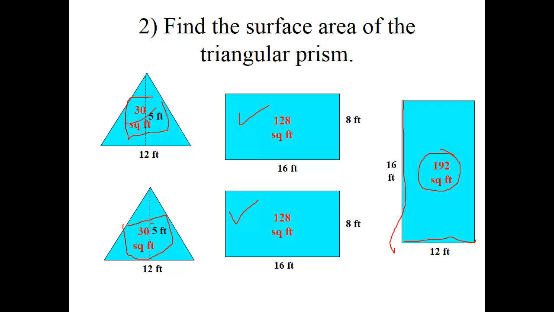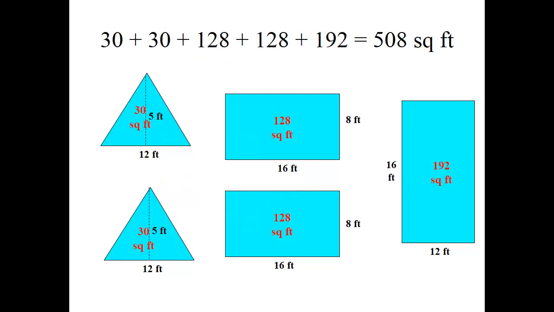So to find the surface area, I'm going to sum all areas of all faces. So 30 plus 30, or 30 times 2, and 128 plus 128, or 128 times 2, for the two triangles and the two rectangles. And the area of the bottom rectangle is 192. So the sum of the areas of all faces is going to equal 508 square feet.